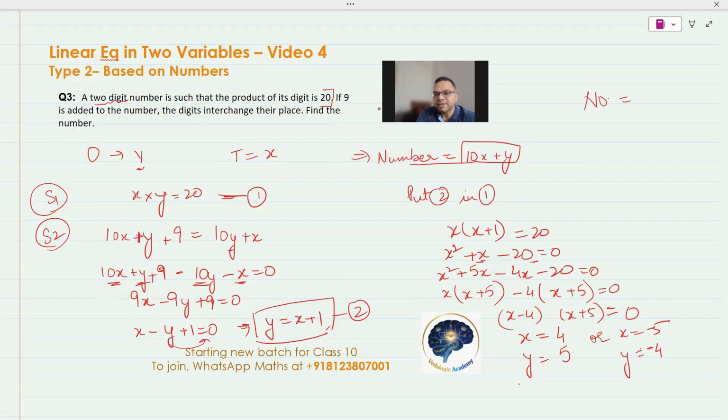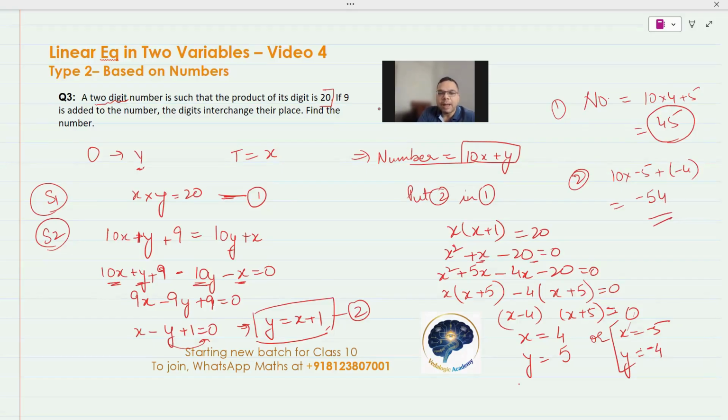So the number becomes, let me write it here. Number is 10x plus y. So 10 into 4, 40. 40 plus 5 is 10 into 4 plus 5. That becomes 45. Number is 45. Or we can say, so this is first. Second is, if I use these terms, again, a number is 10 into minus 5 plus minus 4. So it becomes minus 54.